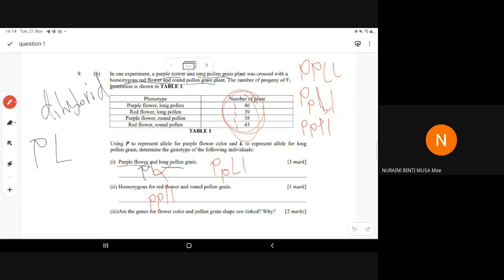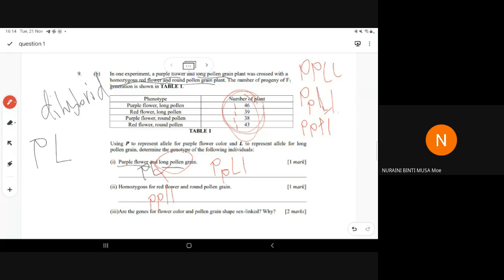Okay. Kalau kita kata purple flower and long pollen ni ialah P besar, P besar, L besar, L besar, you will not get the 1 to 1 to 1 to 1 ratio. Itu sebab dia.